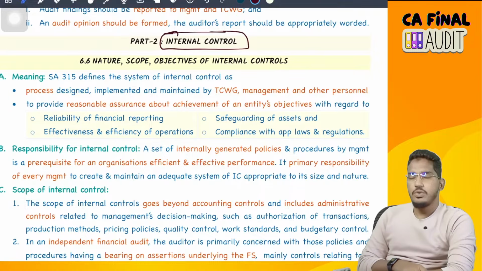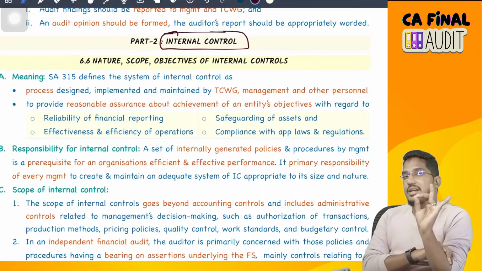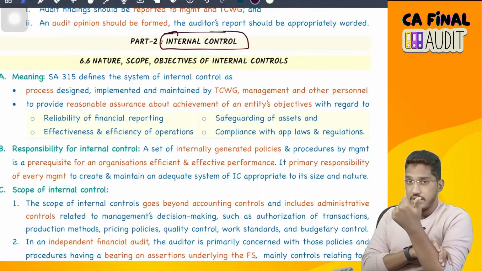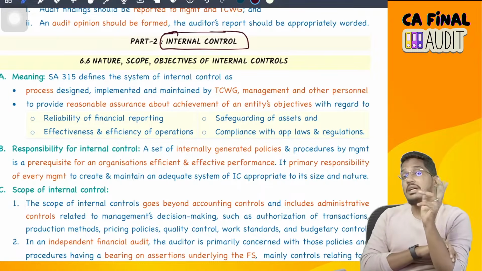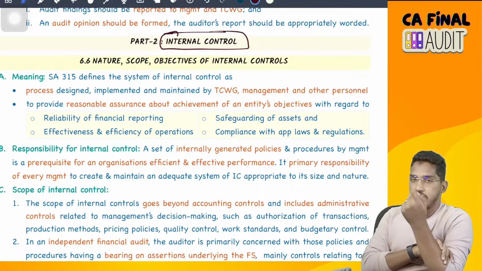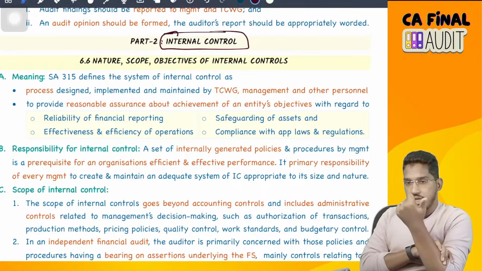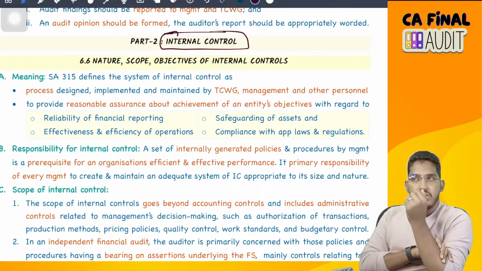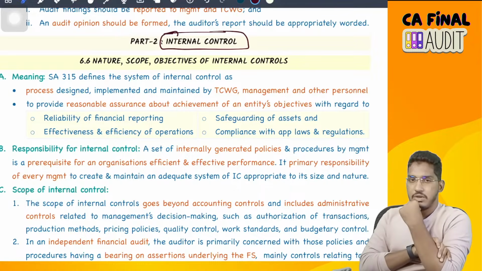If you remember the 3 basic procedures which we perform: risk assessment, compliance and substantive audit procedures. In the risk assessment procedures, we try to understand internal controls. In the compliance procedures, we will try to verify whether those internal controls we have understood are operating effectively or not. Yes or no? So in risk assessment procedures also, we are doing some work relating to internal control. In the compliance procedures, we are doing work only related to internal control. So out of the 3 specific procedures, in 2 procedures we are associated with internal control.